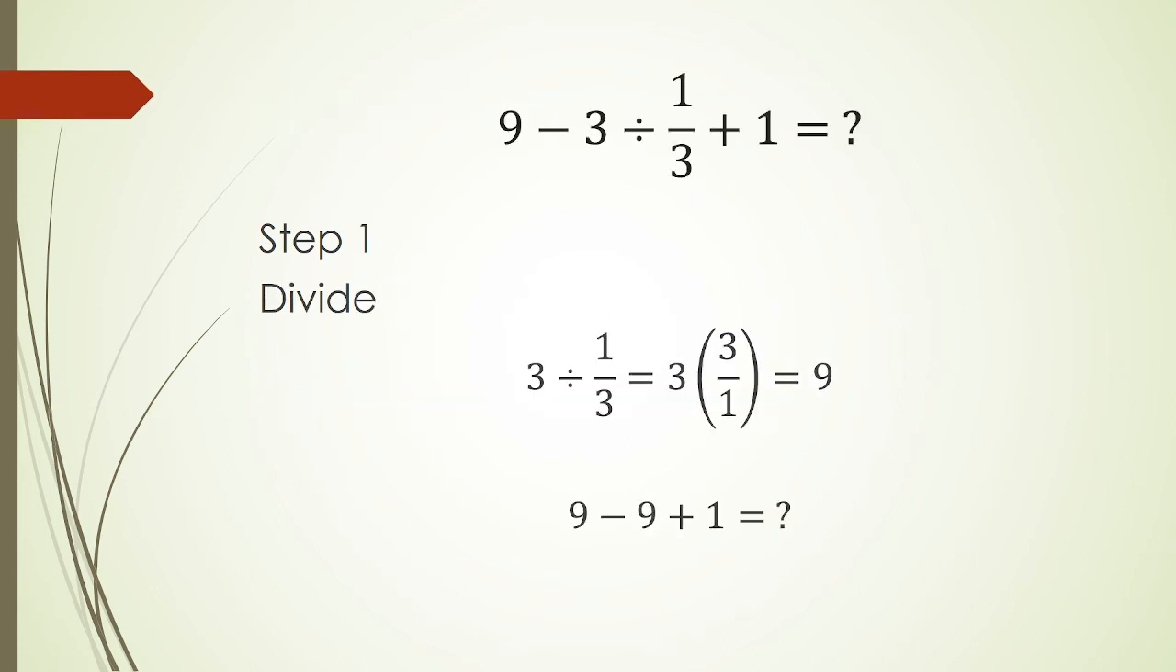How about the second viral math problem? So, let me read again. The problem is 9 minus 3 divided by 1/3 plus 1. So, dito wala tayong expressions na nasa loob ng grouping symbol. So, what we have, wala rin tayong expression na raised to a particular exponent. So what we only have here is or are the operations subtraction, division, and addition.